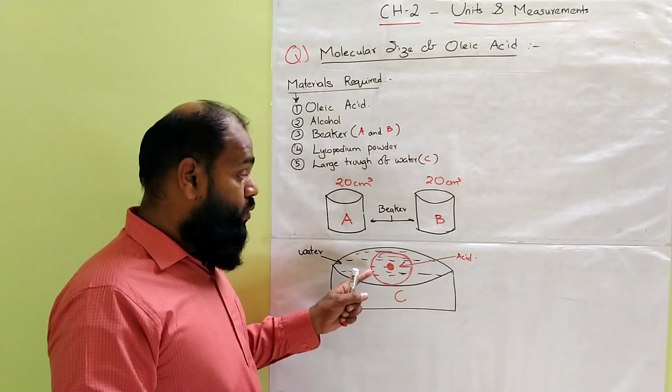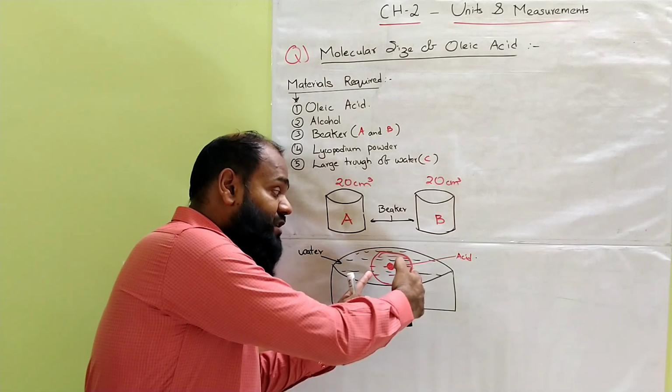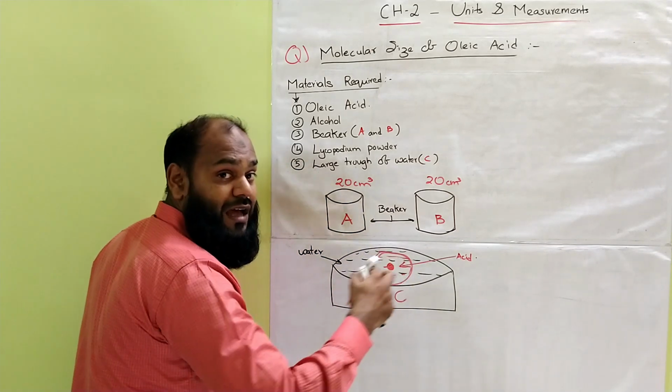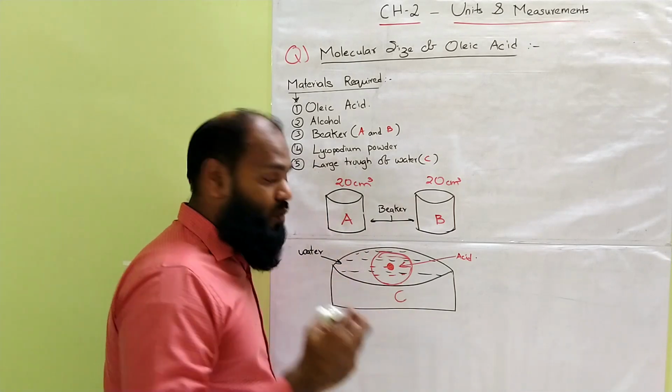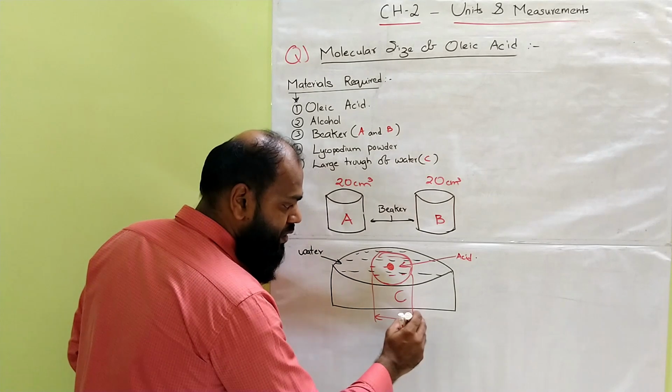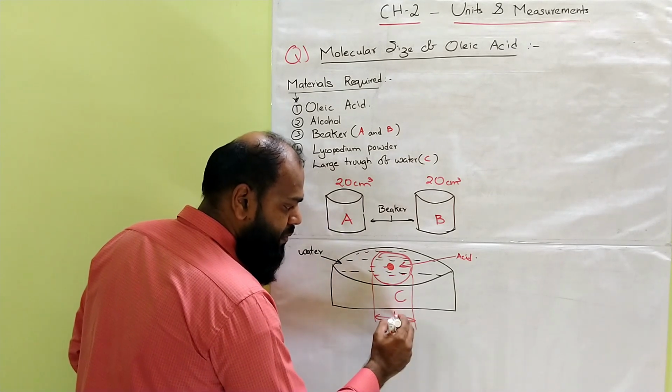Immediately you have to measure the diameter of this circular acid film which has spread on the surface of the water. Let me mark the diameter of this circular surface area as capital D.